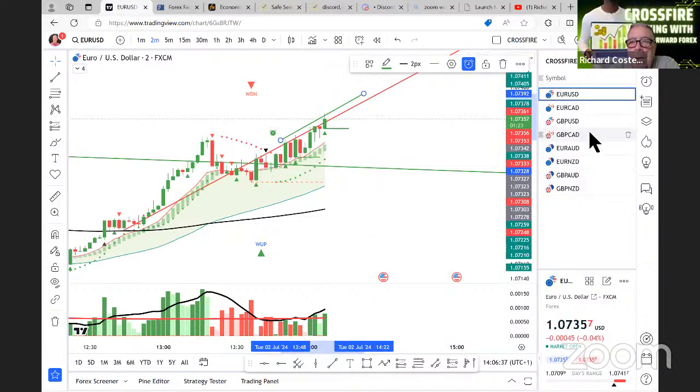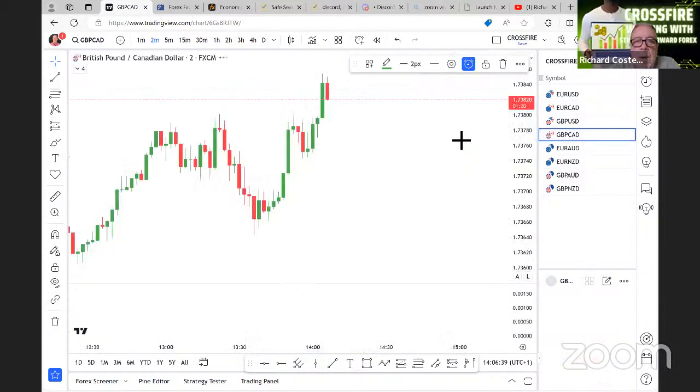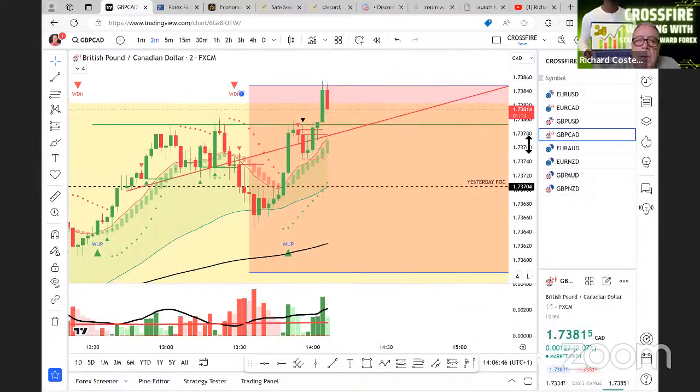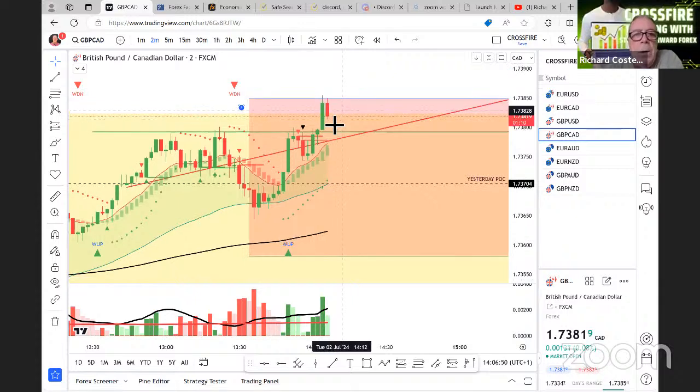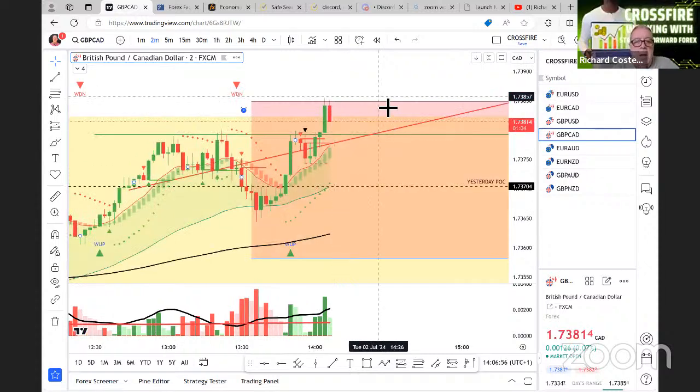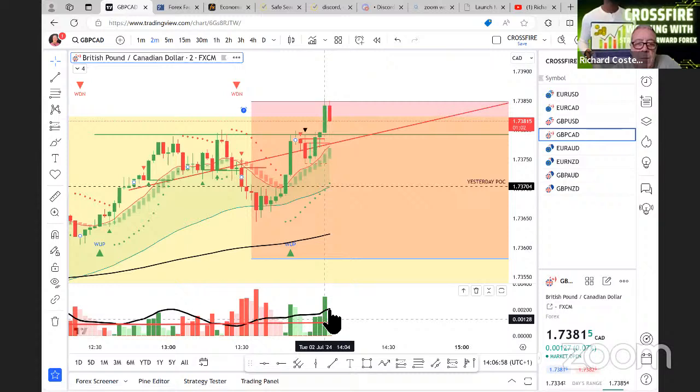But I'm going to go back to, is it GBP CAD? Yes, we got an alert because it temporarily broke out of my channel and then it came back in again. So again, I want price to be outside that channel before I think about getting into a buy. The momentum was strong on that candle, but it's not as strong on this candle.